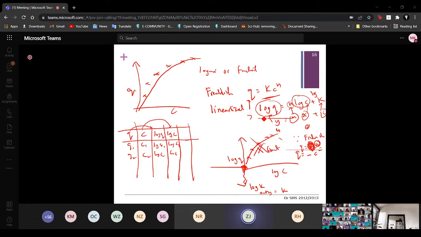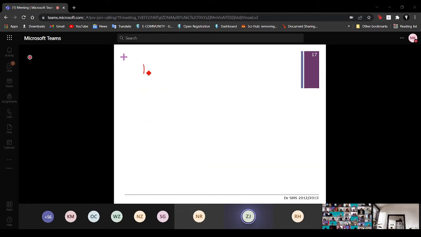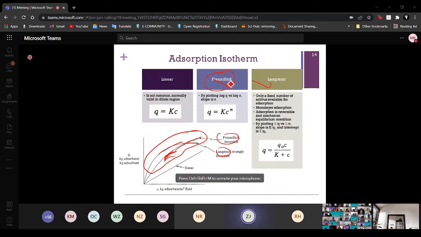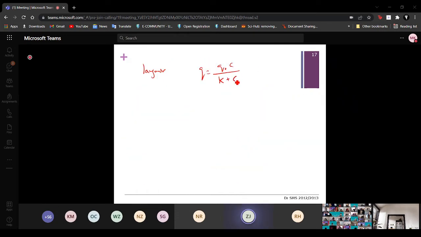So what do you need to do next? You test with Langmuir. You know the equation for Langmuir: Q equals Q naught times C divided by K plus C. Sorry, it is K plus C. You test with Langmuir.